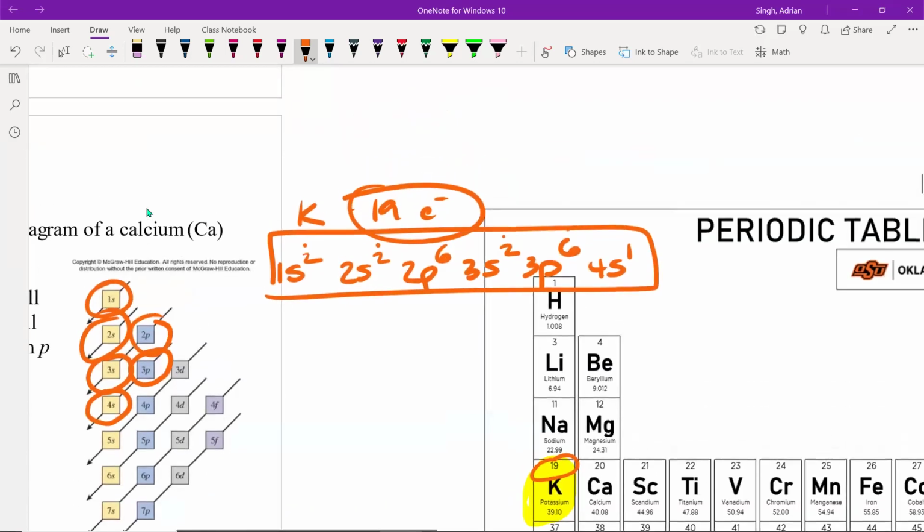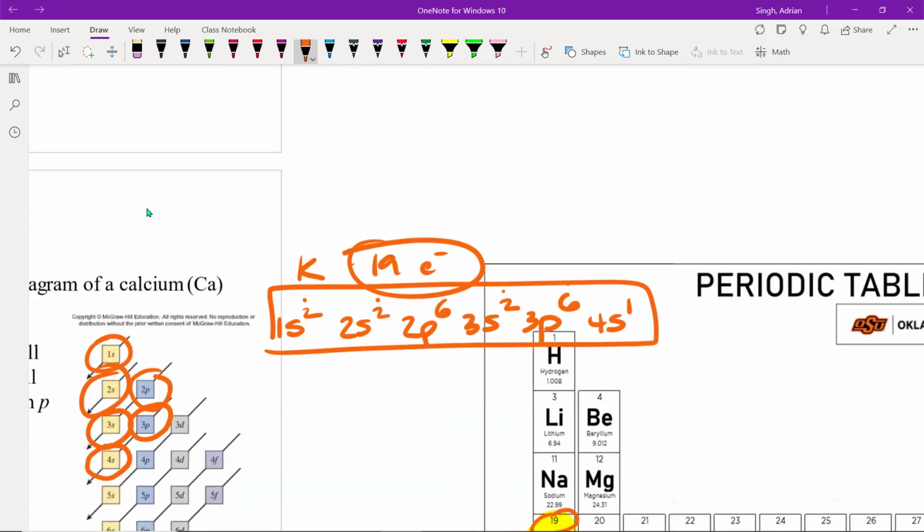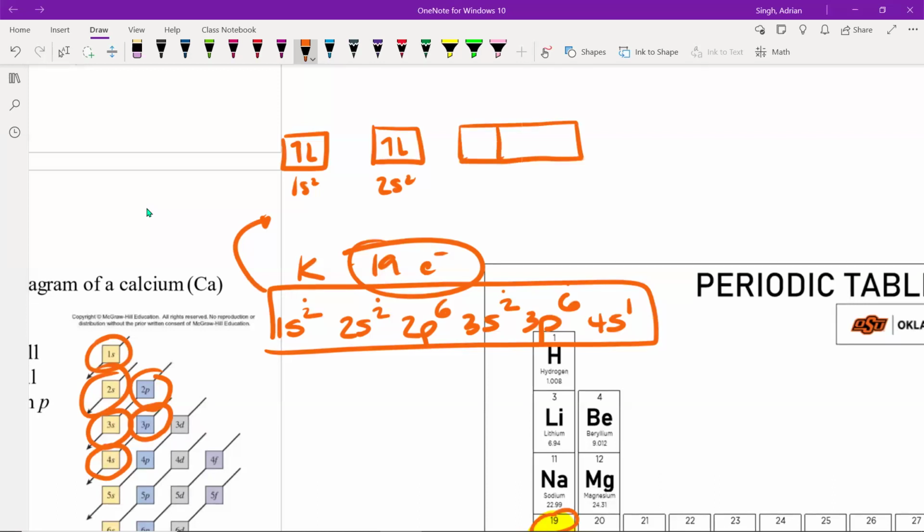And if I were to draw the orbital diagram, I can draw it like this. I have my 1s with 2 electrons in it. That's my 1s2. Then I have my 2s2, 2 electrons in it. Then I have my 2p6, and you can just make a big long box, separate it into 3. So there's my 2p. I have 1, 2, 3, 4, 5, 6. Let's just cross these out as I go through 2p6.